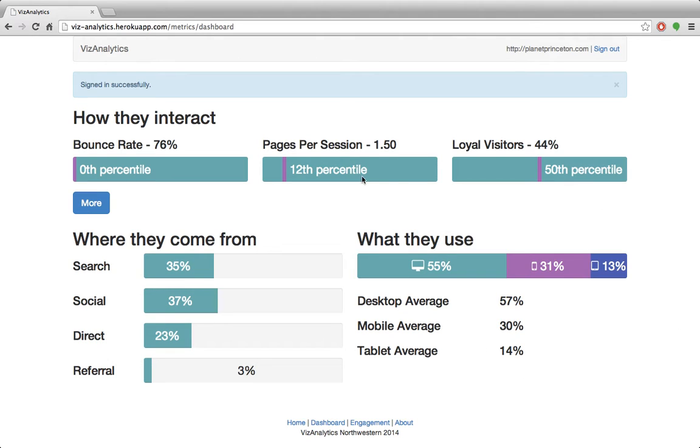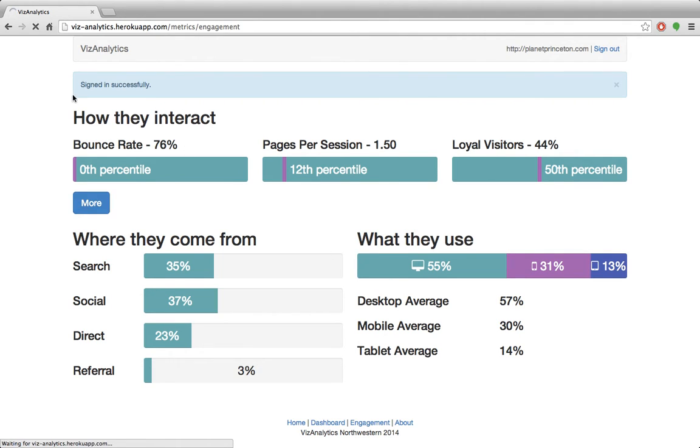Over here you can see how people are viewing your website and what kind of platform they're using to see it. As you can see here for Planet Princeton, it's 55% desktop, 31% mobile, and 13% tablet. And down here what you see is the average for each of the companies that we analyzed, and all these companies were hyper-local websites to try to give them a good benchmark of how their competitors are doing.